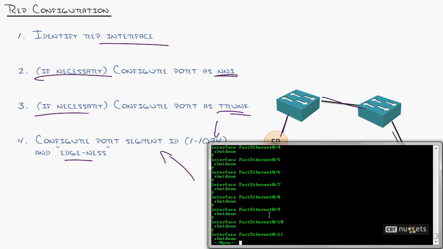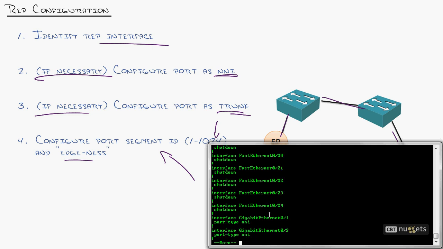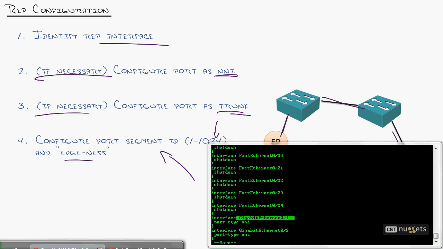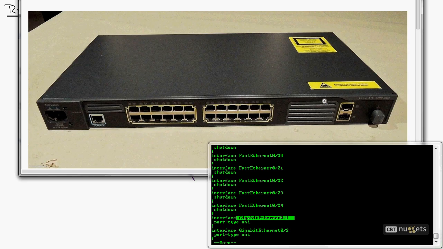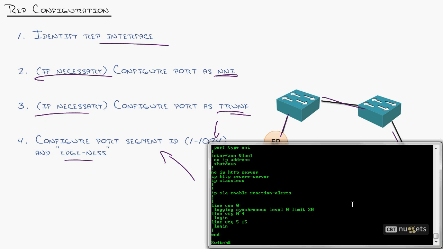Just by design, out of the box, all of the Metro Ethernet UNI ports are shut down. Notice GigabitEthernet 0/1 is the one that is an NNI port, and it is not shut down. That's over there on the right-hand side of the switch, right? So why don't we just hop under there?